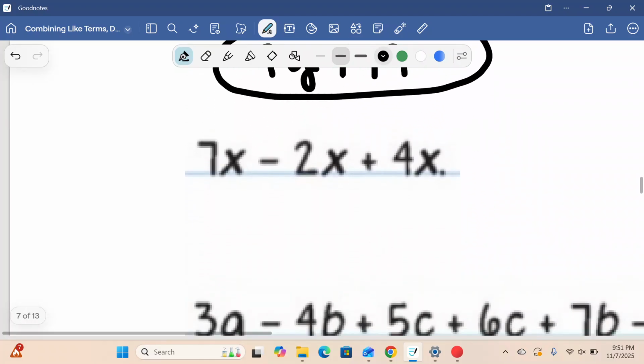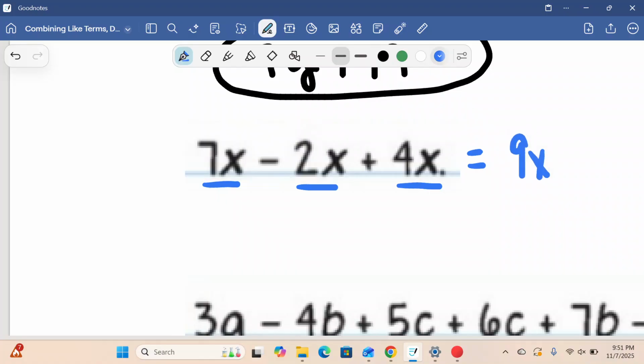Going to the next one that I have here, I have 7x's, I have negative 2x's, and 4x's. I'm going to combine like terms. I have 7x, and I take away 2x's, that gives me 5x's, and then I add 4x's, so that gives me 9x's. So that is a total of combining like terms.